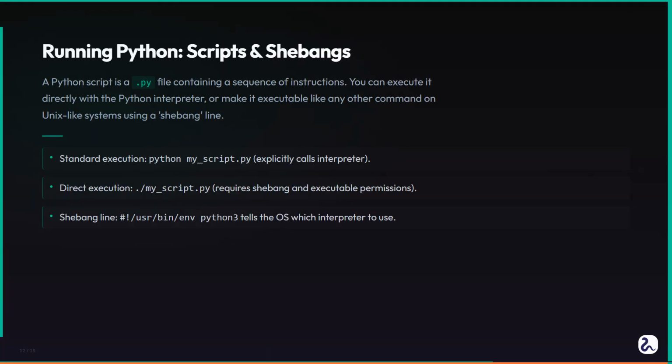Finally, let us talk about running your code. A Python script is like a recipe, a set of instructions saved in a .py file. The REPL is like tasting a single ingredient. You execute a script by telling the Python interpreter to run that specific file, for example, python myscript.py. The interpreter reads the file from top to bottom and executes each line.